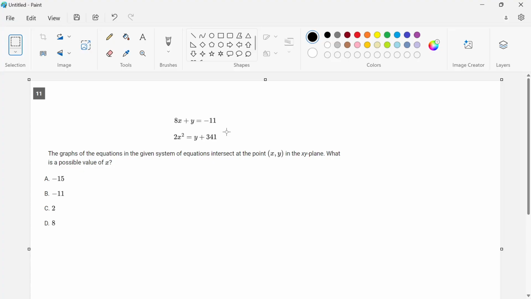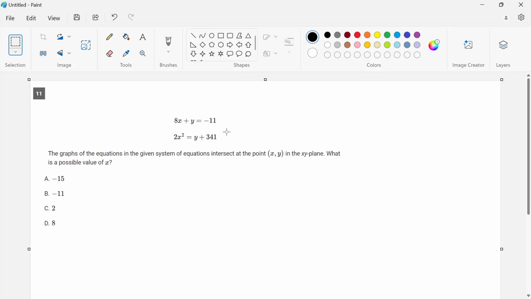This is Digital SAT Practice Test 1, Math, Module 2 Hard. If you get 17 or more correct in the first module, you get the hard second module for math. This is question number 11.